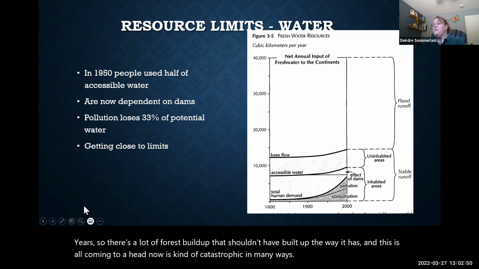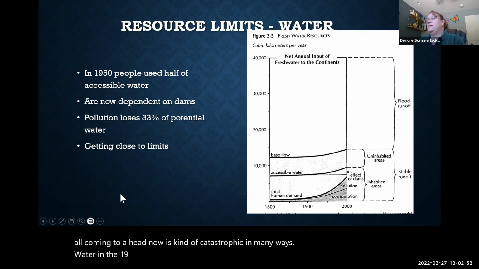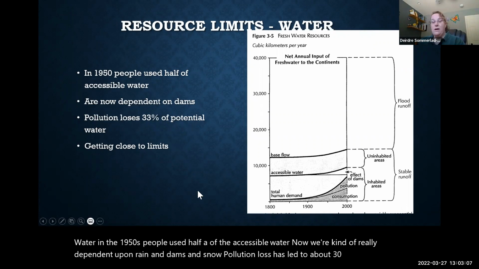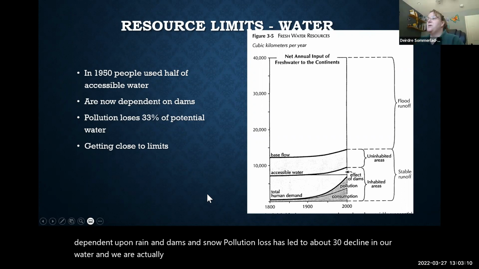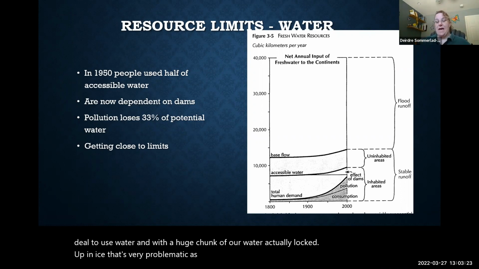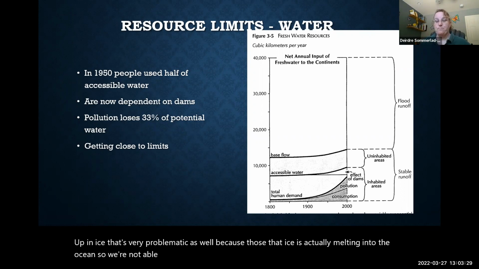Water. In the 1950s, people used half of the accessible water. Now we're really dependent upon rain and dams and snow. Pollution loss has led to about a 30% decline in our water. And depending on the region, globally we are getting close to our limits in order to use water. And with a huge chunk of our water actually locked up in ice, that's very problematic as well, because that ice is actually melting into the ocean, so we're not able to access it.